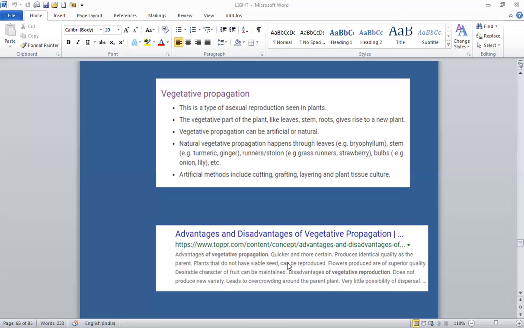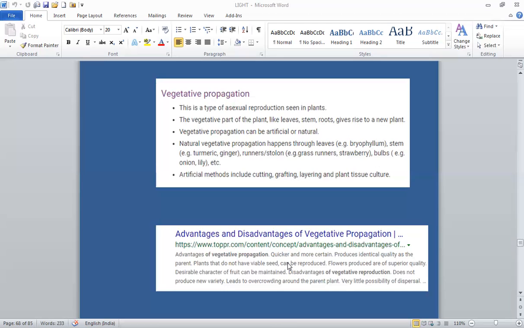Seedless plants: many seedless plants multiply through vegetative propagation, for example sugarcane, banana, seedless grapes. They all grow by vegetative propagation. Then composite plants: desirable qualities of two varieties can be combined through grafting, and composite plants can be grown.